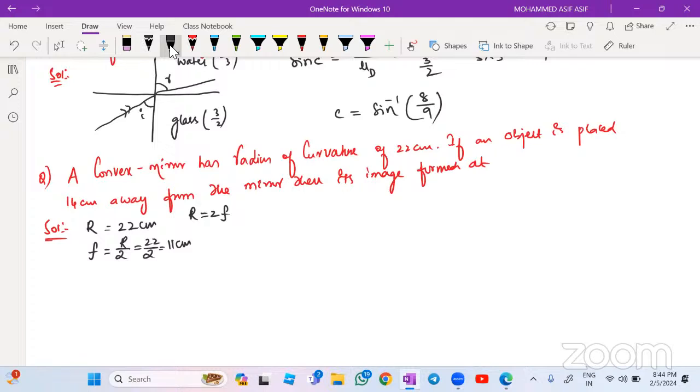Convex mirror has curvature 22. If an object is placed 14 centimeter away from the mirror, then where is its image being formed? Object distance is minus 14 centimeter. 1 by v plus 1 by u is equal to 1 by f, that is equal to 1 by 11. From this one you can calculate the image. I hope you can do the calculation.